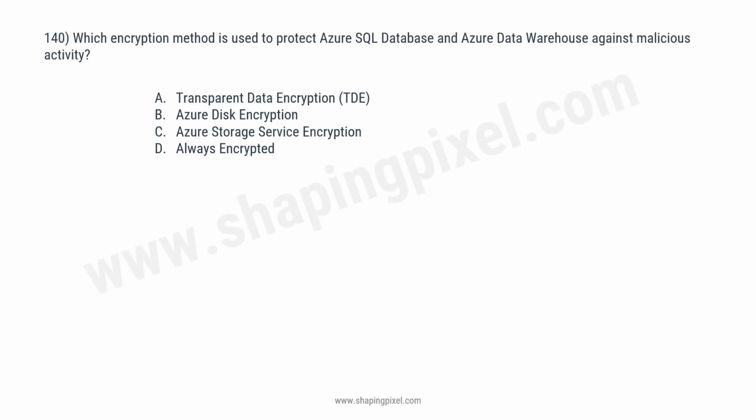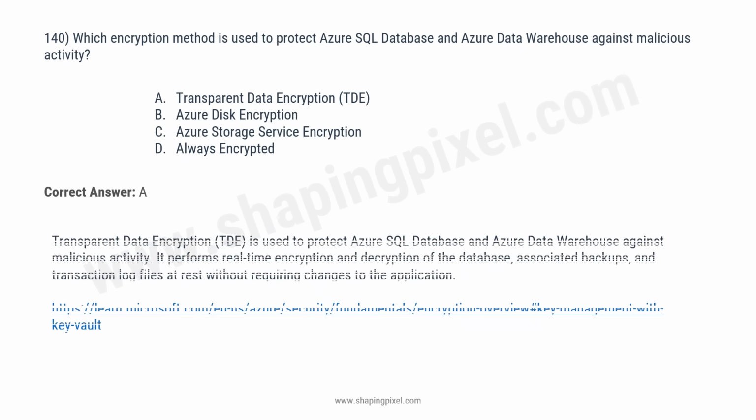Question number 140. Which encryption method is used to protect Azure SQL database and Azure Data Warehouse against malicious activities? Option A, transparent data encryption. Option B, Azure Disk Encryption. Option C, Azure Storage Service Encryption. And option D, Always Encrypted. So the right answer here is option A, Transparent Data Encryption.